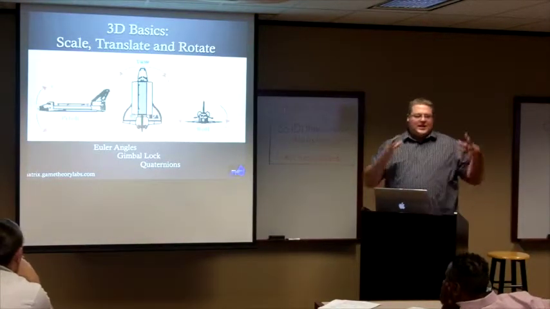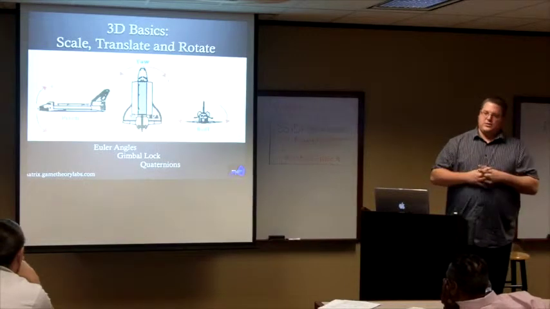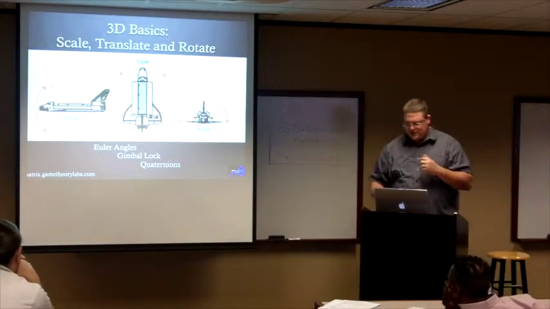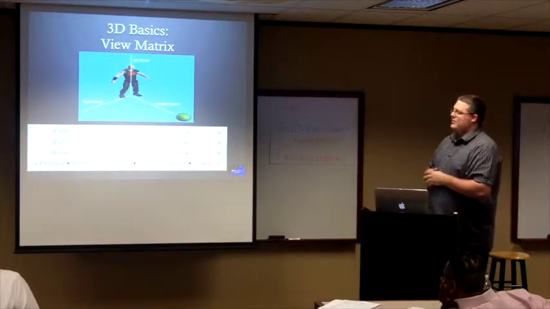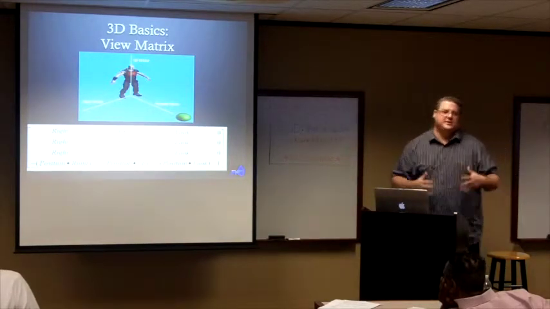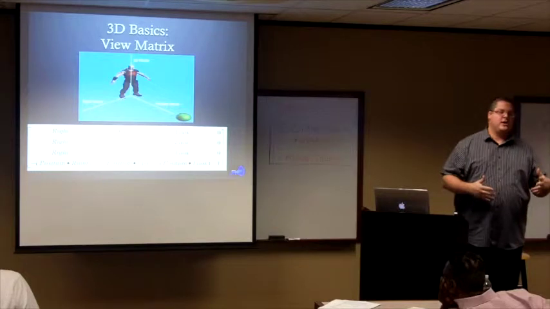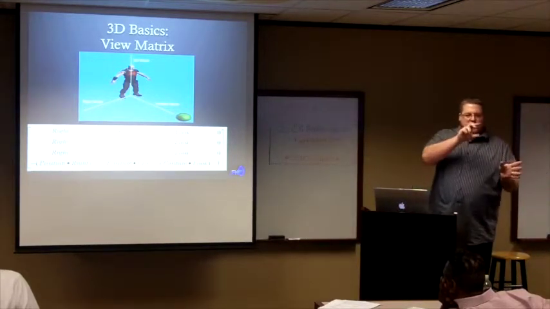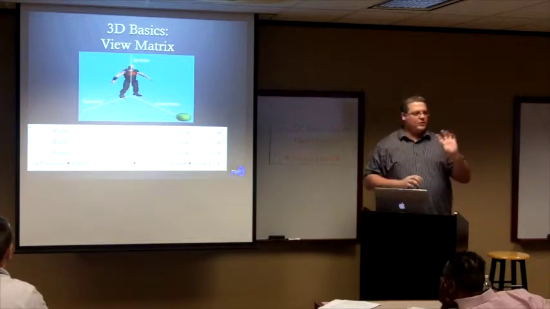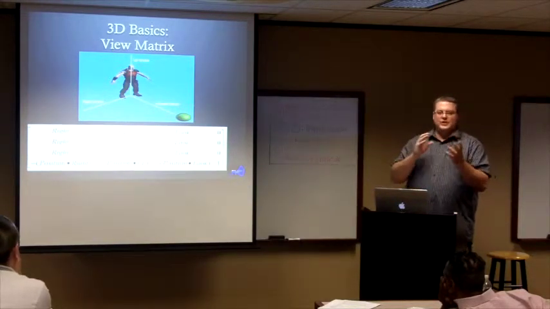Okay, so that's getting the object in the right spot in the world. Now there are two other matrices that you have to calculate for every draw to the screen. The second one is the view matrix. This is where we get our artificial camera in 3D graphics. This is our view of the world. So I can move my view around the world, or I can rotate the object. Either way, it would kind of look the same.